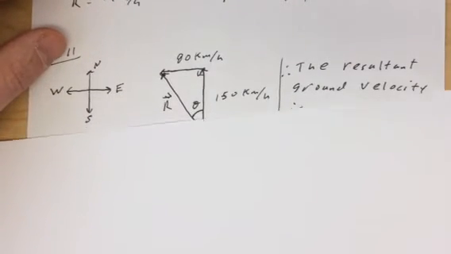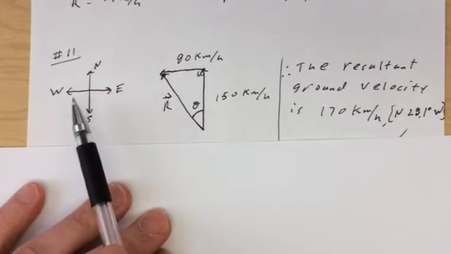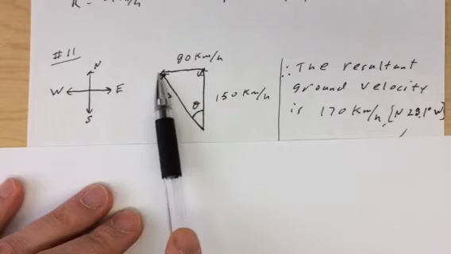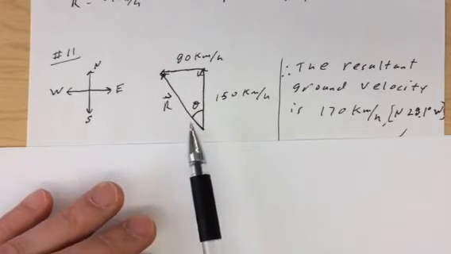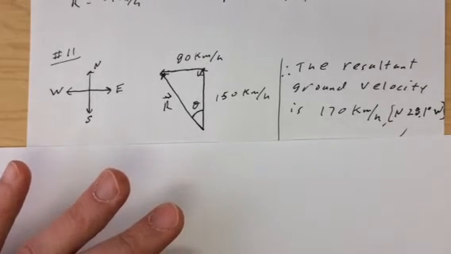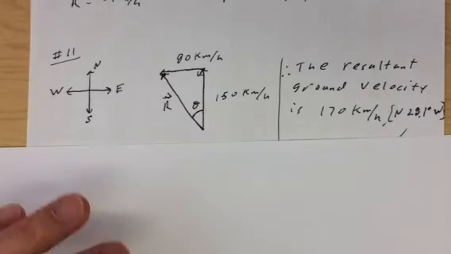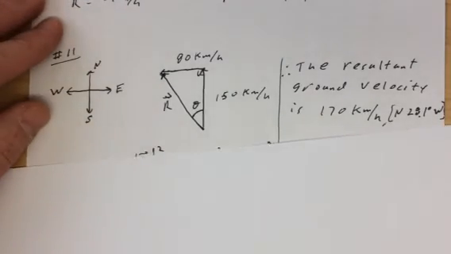Okay, so number 11. Here we go. Here's a diagram that we've got. Okay, so north, west, east, south. 80 kilometers an hour is the wind going west. It said in the question that it was coming from the east. So if it's coming from the east, it must be heading to the west. So you got to watch that wording.